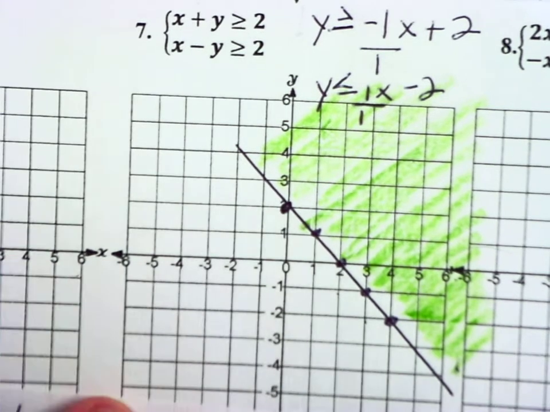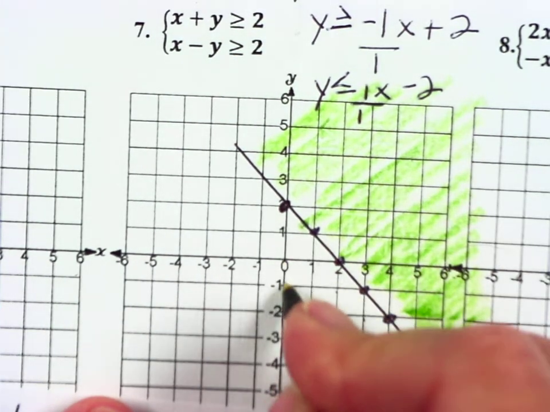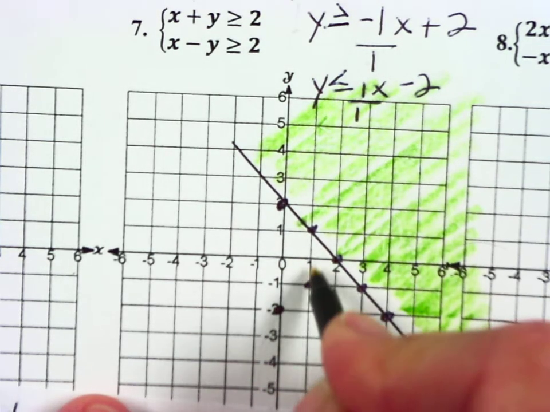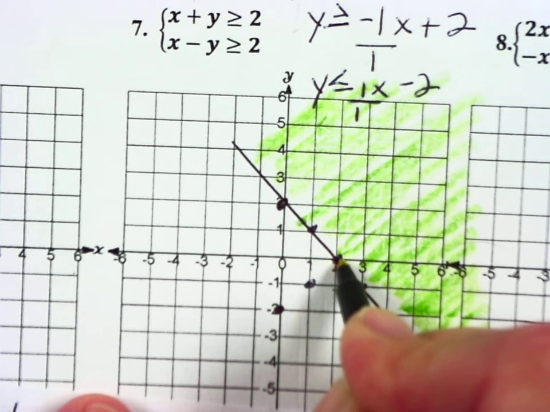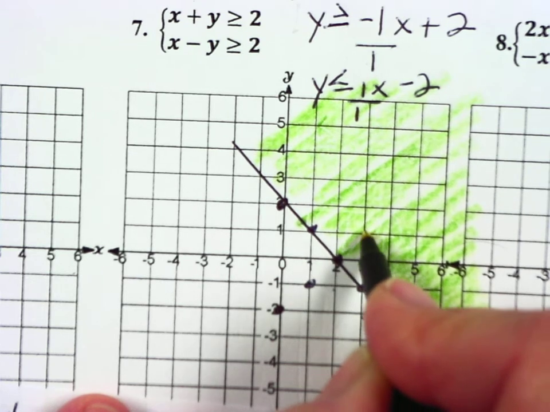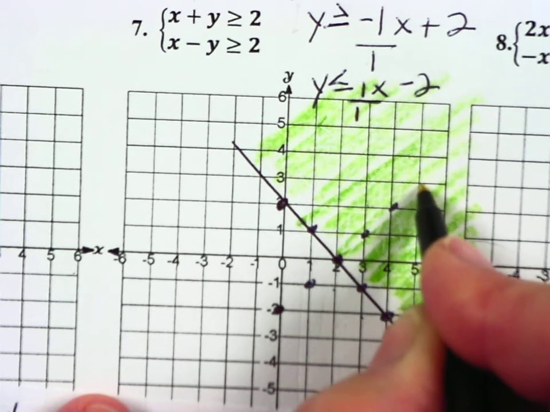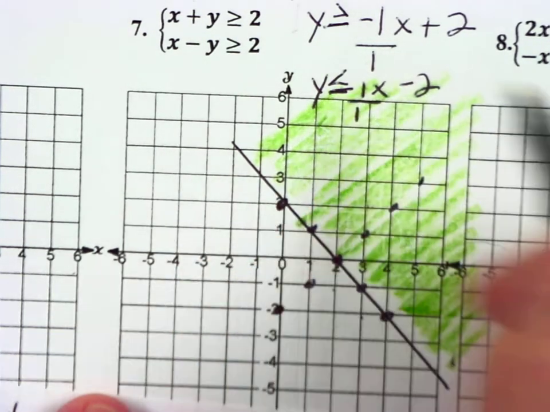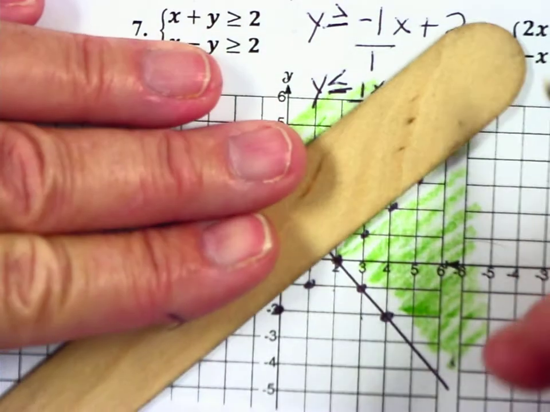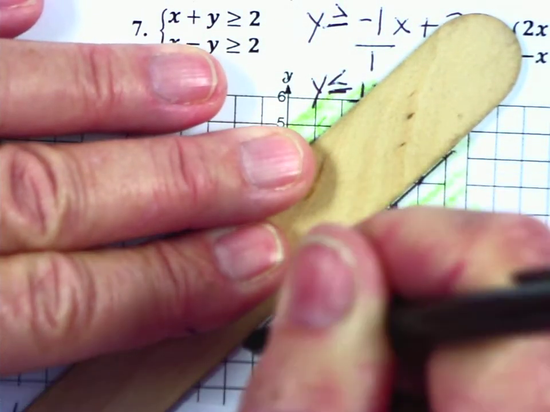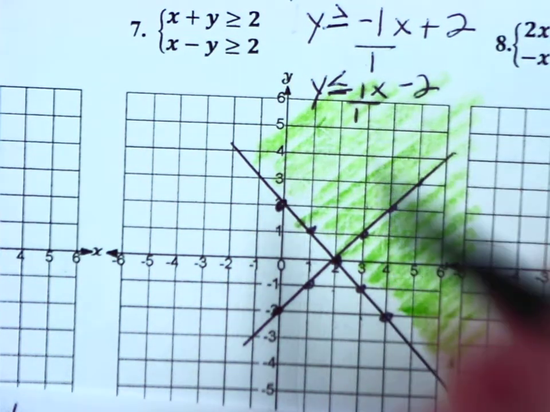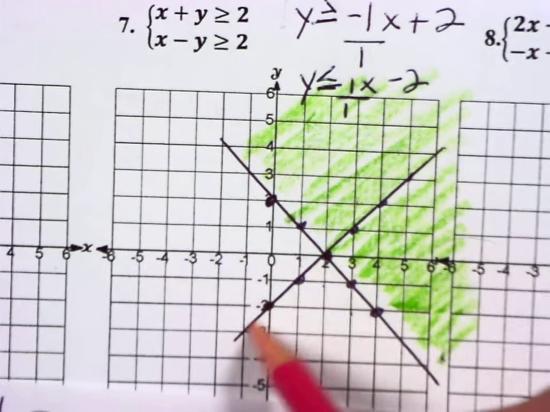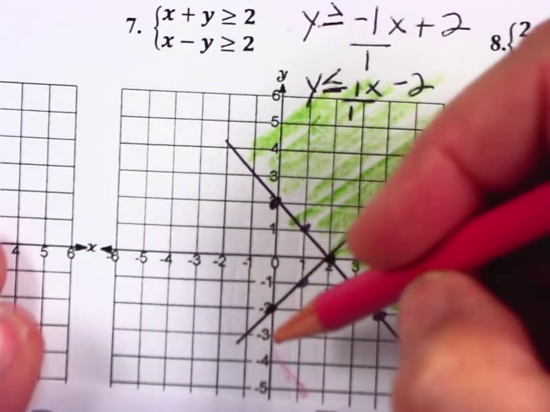Okay, now this second one starts at negative 2 on the y-axis, and my slope is 1 over 1, up 1 over 1, up 1. Ooh, I see the point of intersection. Up 1 over 1, up 1 over 1, up 1 over 1. Because of this line, it's a solid line, and because it's in slope-intercept form, and less than is below the line. Here's our line. Below the line is here.